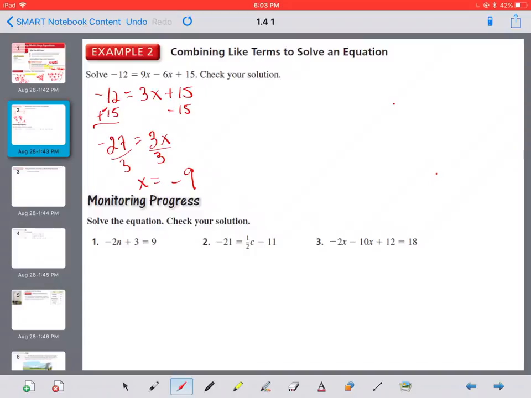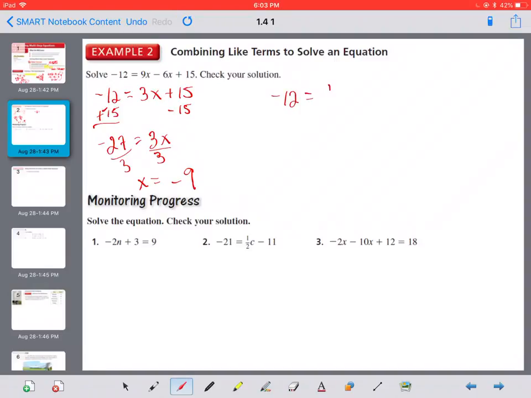Now notice the x and the 9 switch places, but that's a property of equality that we can do. Okay, the reflexive property of equality. It doesn't matter if it's -9 equals x or x equals -9, it's still equal. Just think about if you had a balance and you had 5 pounds on the right side and 5 pounds on the left side. If you took both of those things and switched sides, it'd still be equal.